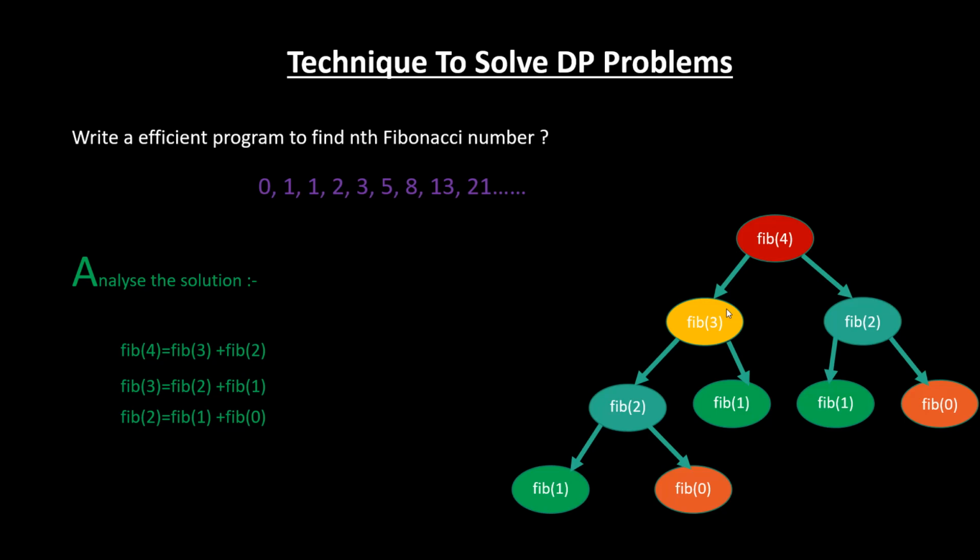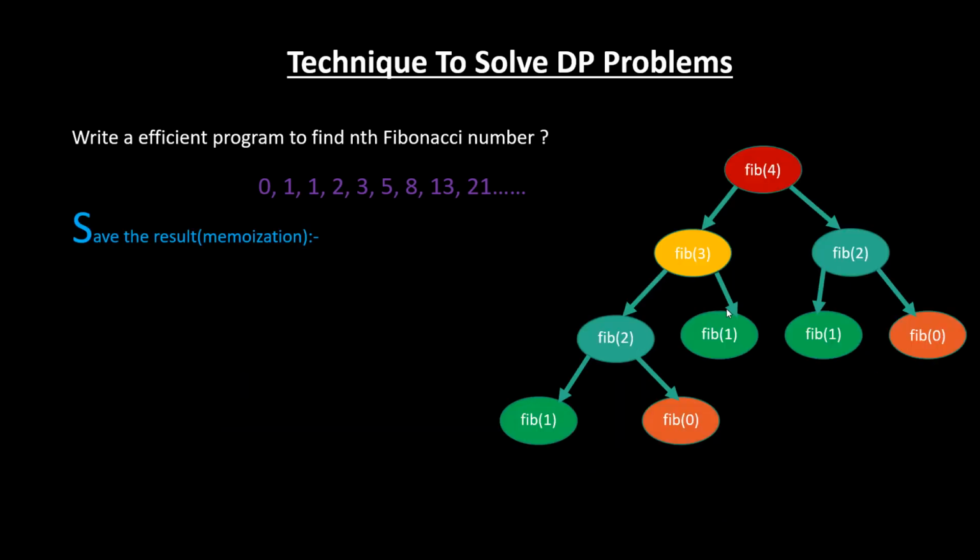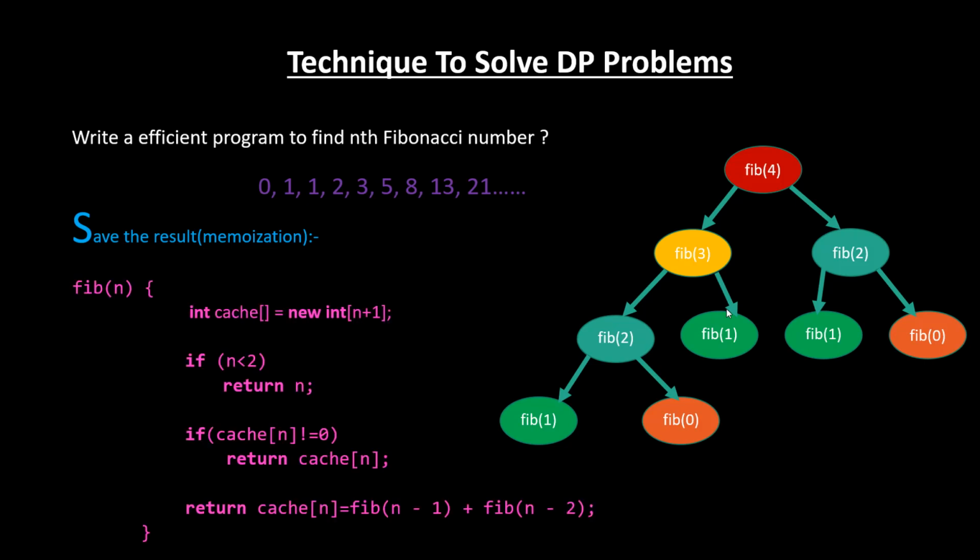So what is the next step? We have to save the results. So the third step is to save the result, and this technique is also called memoization. Guys, please make sure you are not making a mistake here. It's not memorization, it's memoization. Okay. In that, we are going to use the same recursive approach we wrote a couple of slides before. And here we have just introduced our cache mechanism.